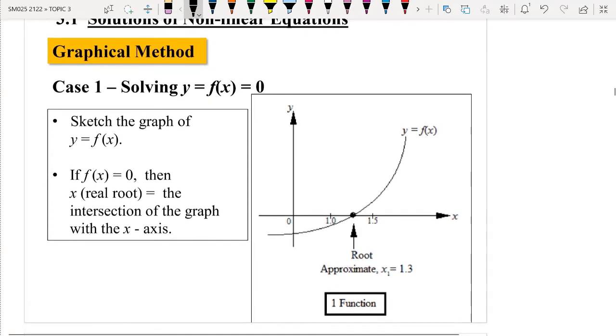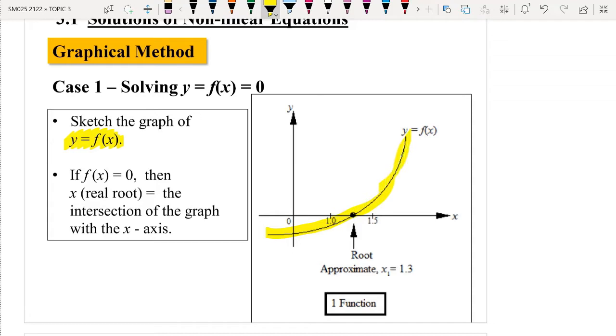Okay, so for graphical method, for sure, you have to sketch a graph first. In this case, we have two different types of graphical method. First case, let's say you have a function that you can directly sketch the graph. In this case, we just name it y equal to f(x). So based on these notes, you can straight away sketch the graph of f(x).